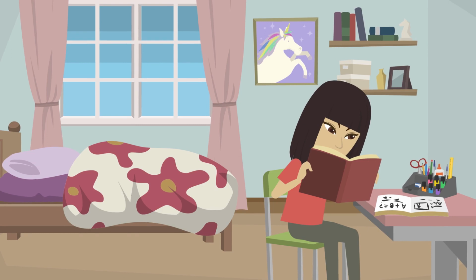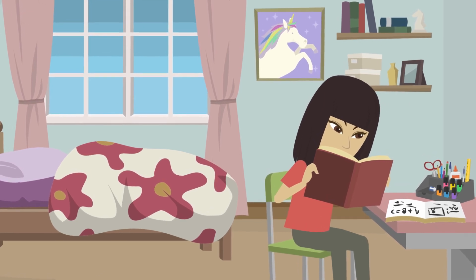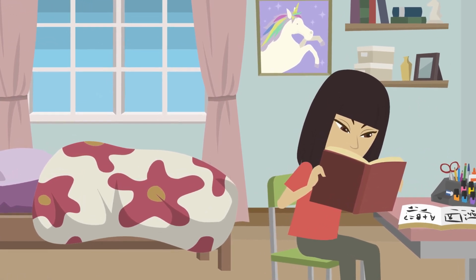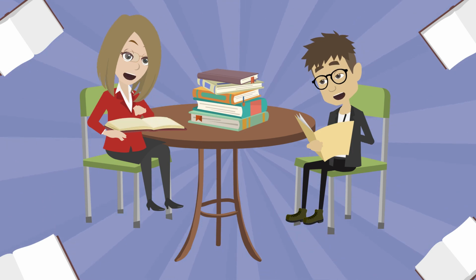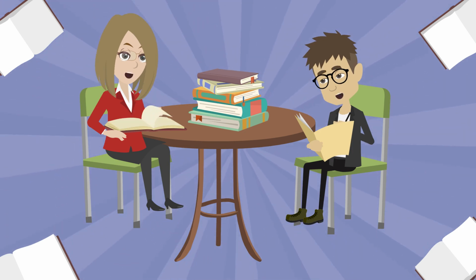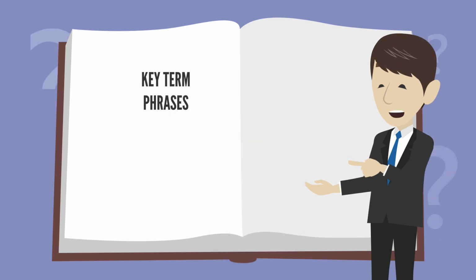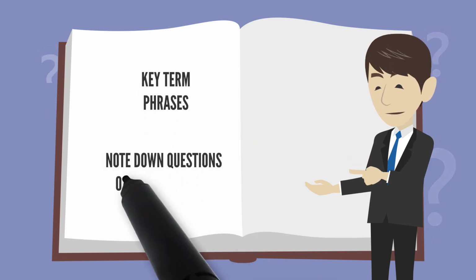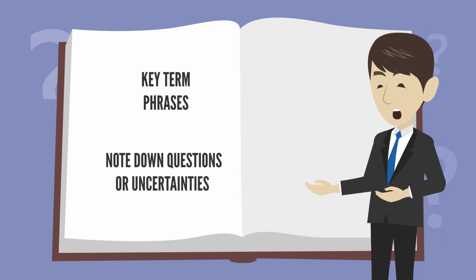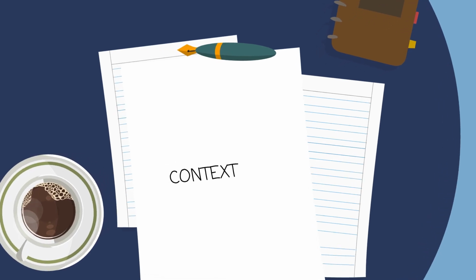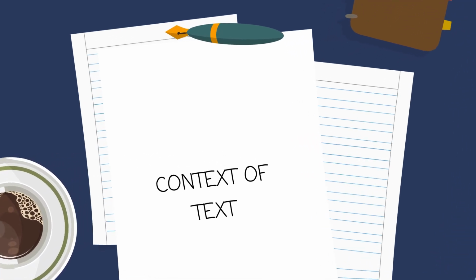The first step in analyzing a text is to read it carefully and actively. Try to identify the main idea and any supporting ideas or arguments. Look for any key terms or phrases that are repeated throughout the text, and note down any questions or uncertainties you have. Next, you should consider the context in which the text was written.